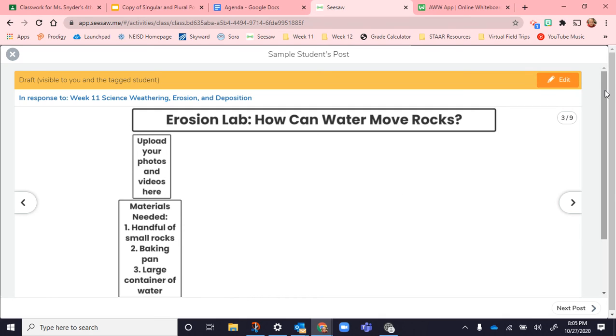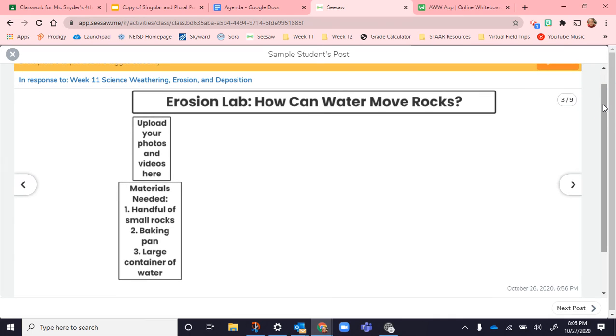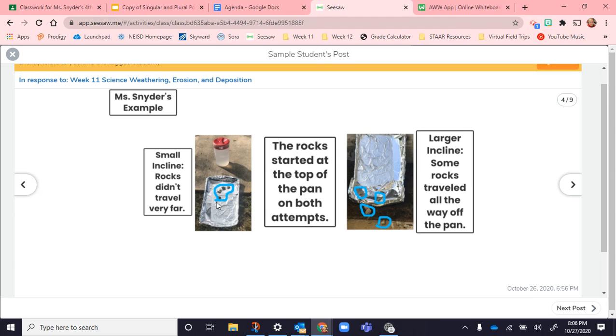So with the erosion lab, we did see how water can move rocks. So we made a model to show what it looks like in real life. So materials are here. You need a handful of small rocks. We used a baking pan, one of the long flat ones, and then a large container of water. And so here, this open space, this is where you are going to upload your photos, your videos, all your stuff goes here. And then here, I shared mine that I did.